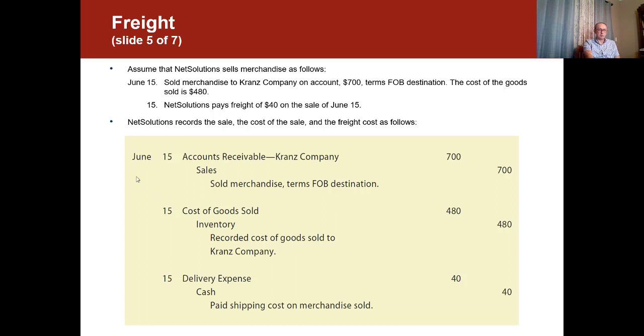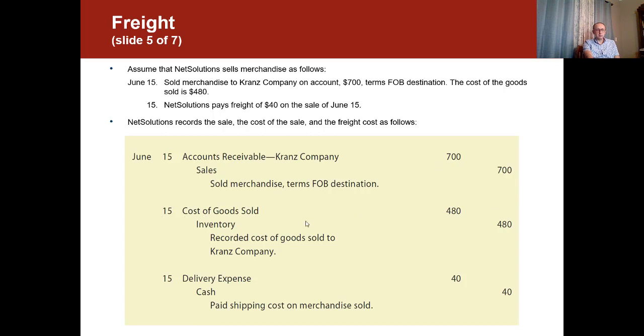So as you can see, on June 15th, we have the first journal entry related to the selling price of $700. So we debit accounts receivable from Kranz Company because we sold on account. And then we credit sales, which is sales revenue. It's a revenue account. It belongs to the credit side. And that's for the full selling price, $700.